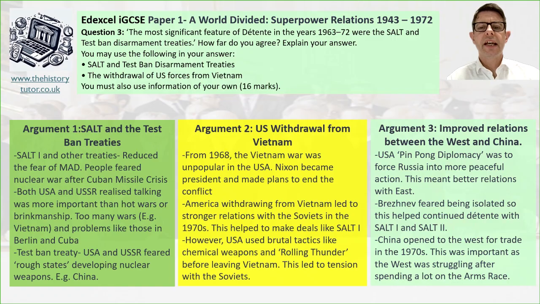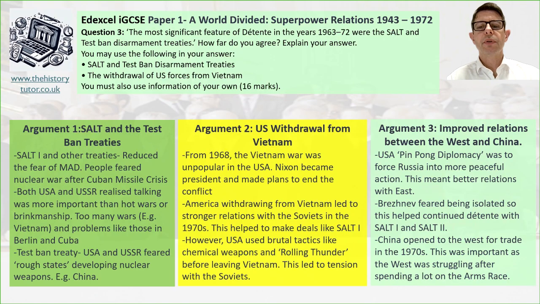So what about the USA and the withdrawal from Vietnam? From 1968, the Vietnam War was unpopular in the USA. Nixon became president and made plans to end the conflict. That's maybe your starting point. America withdrawing from Vietnam then led to stronger relations with the Soviets in the 1970s. This helped to make deals like SALT I. By promising, under Nixon, things like Vietnamization and leaving Vietnam, because it was unpopular in America, this was good for relations with Russia and Detente.